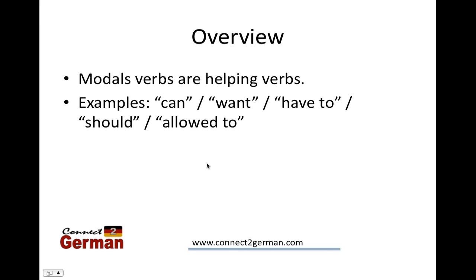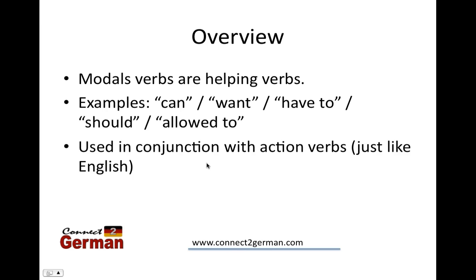And we're talking about some examples: I can, I want, I have to, should, allowed to. So instead of saying things like I eat, I play, I drink, these are expressing things like I can play, I want to drink, I should play, things like that. So it makes the sentence a little bit more relatable to what you would want to say. And then finally, these are used in conjunction with action verbs. Obviously, if we say I can play, can is the modal verb, play is the action verb. And it's used just like in English. These are two different verbs.